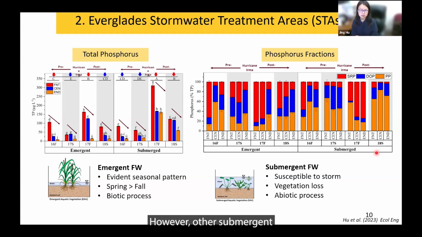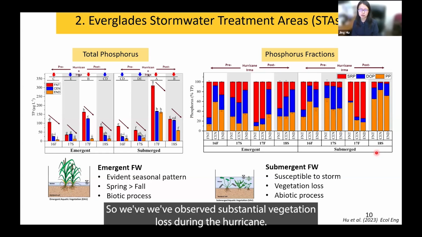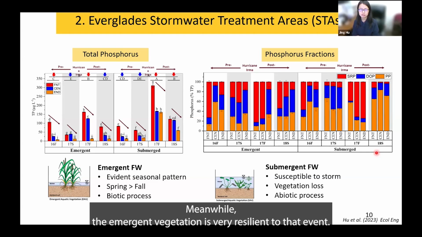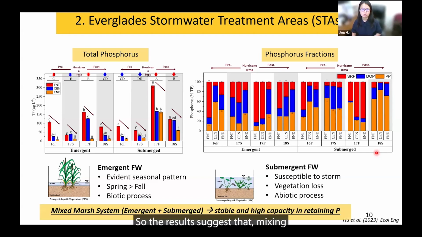However, the submergent vegetation is very susceptible to storm-related effects. We observed a substantial vegetation loss during the hurricane. Meanwhile, the emergent vegetation is very resilient to the event. The results suggest that a mixed marsh system incorporating both emergent and submergent vegetation could be a management practice to maintain a stable and high capacity of the treatment wetland in retaining phosphorus.